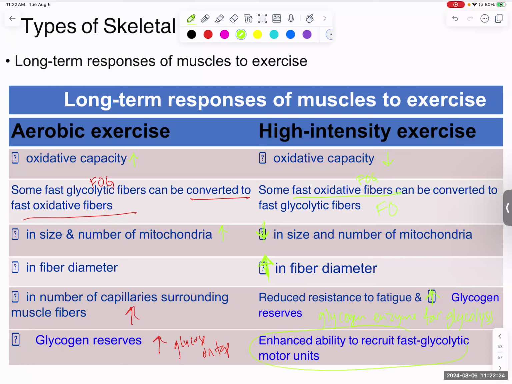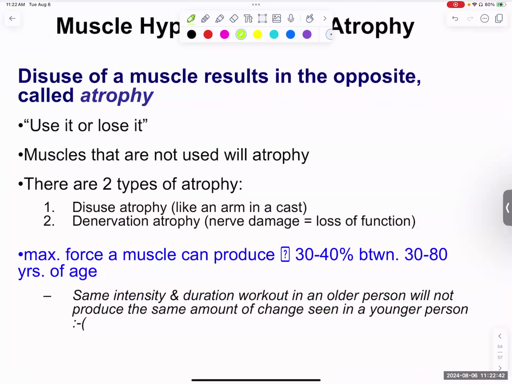You can also increase the ability to recruit these motor units quicker. So sprinters really want to be able to do this, right? You want to be able to start the race as fast as you can. So you want to be able to start using those fast glycolytic fibers immediately. And so you can actually increase the recruitment of them.